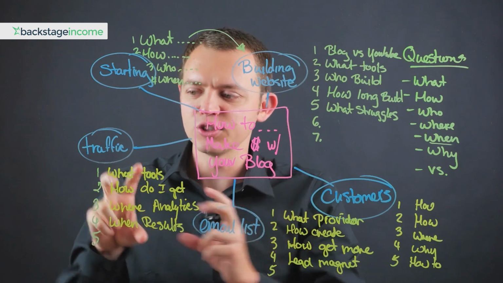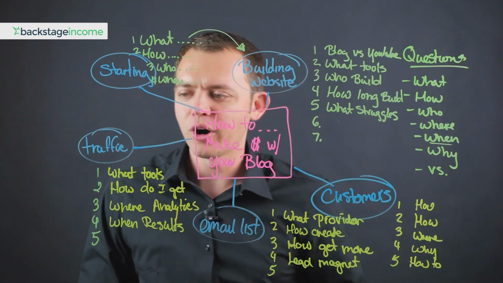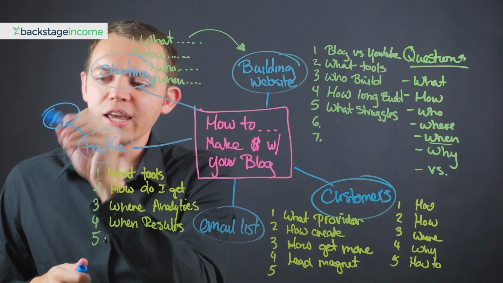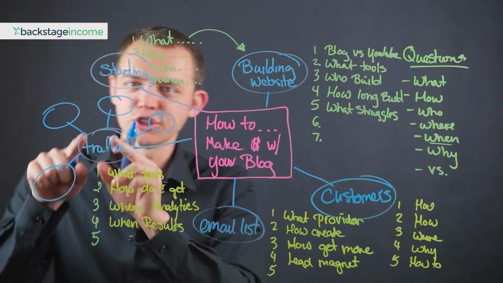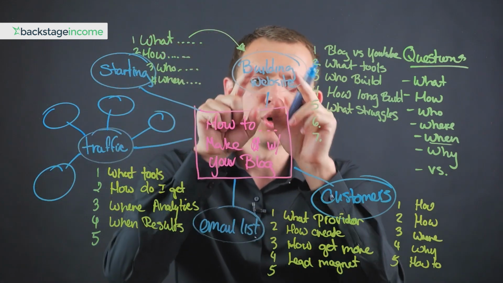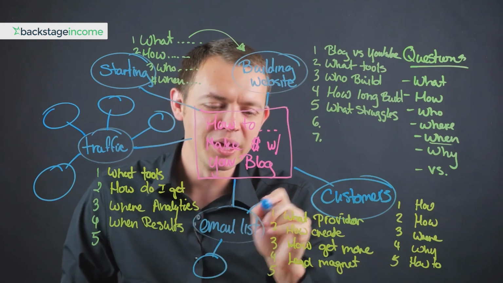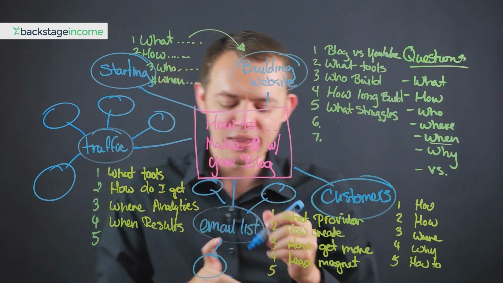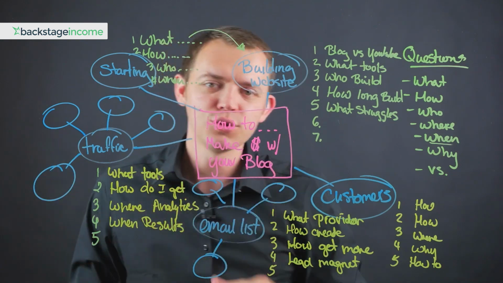Now, the thing is you could take any one of these topics, like the traffic, and break that apart into, let's just say, its own book. And now you have a book on traffic, a book on starting a blog, a book on building a website, a book on customers, and a book on email lists. So you could really expand that further depending on how detailed you want to get into your book.